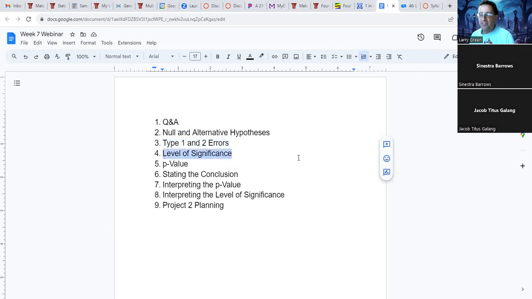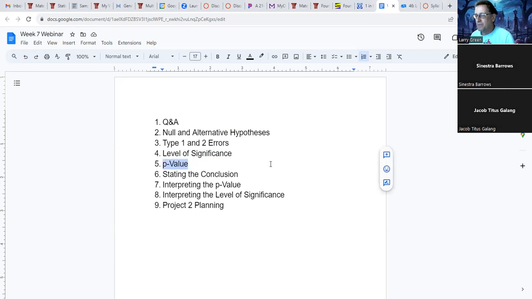Then we'll look at the level of significance. That's real similar to the level of confidence, except the level of confidence is a probability of being right, while the level of significance is really a probability of being wrong. I have no idea why confidence intervals and hypothesis testing switch in terms of right versus wrong, but that's how it is. Then we'll talk about the p-value.